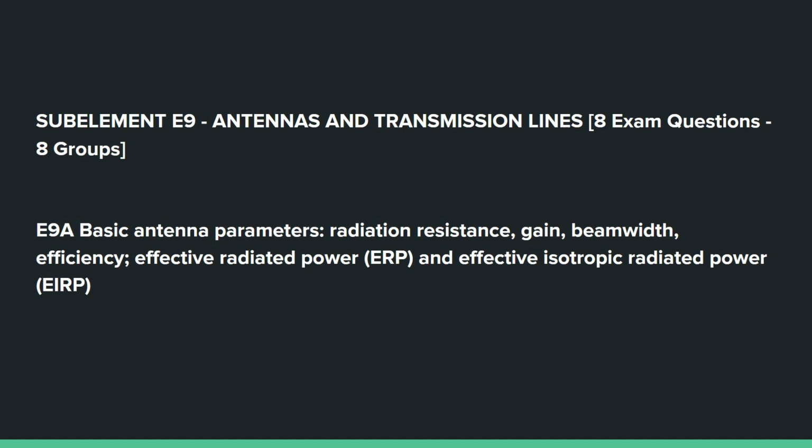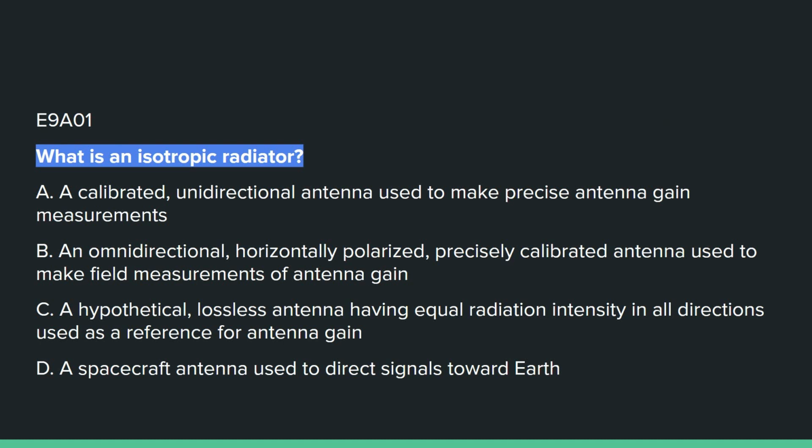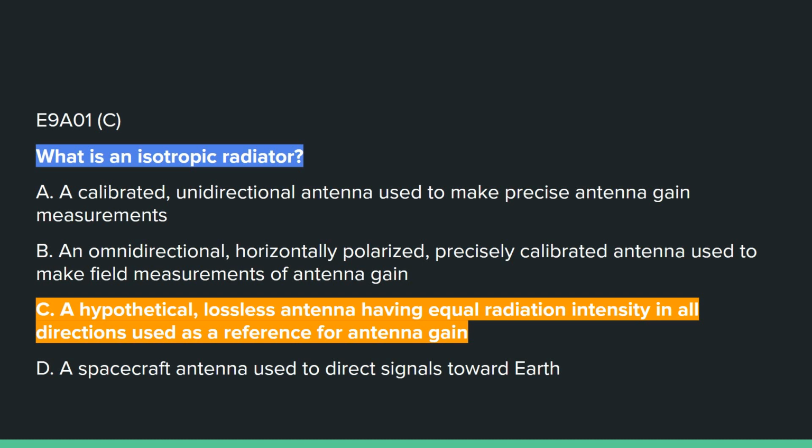E9A is basic antenna parameters. Radiation resistance, gain, beam width, efficiency, effective radiated power, and effective isotropic radiated power. Let's get started with E9A01. What is an isotropic radiator? C. A hypothetical lossless antenna having equal radiation intensity in all directions, used as a reference for antenna gain.